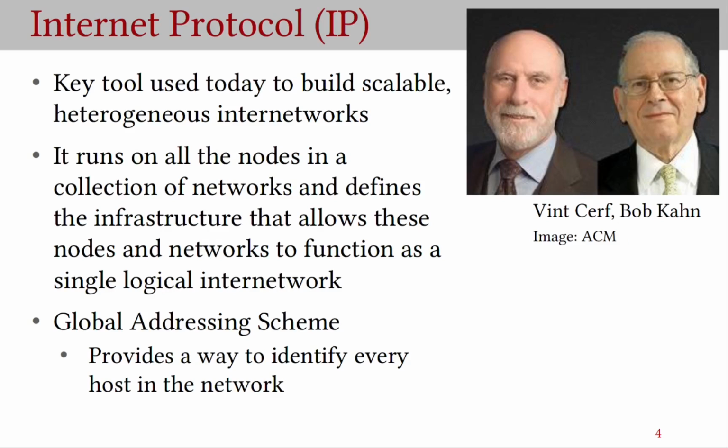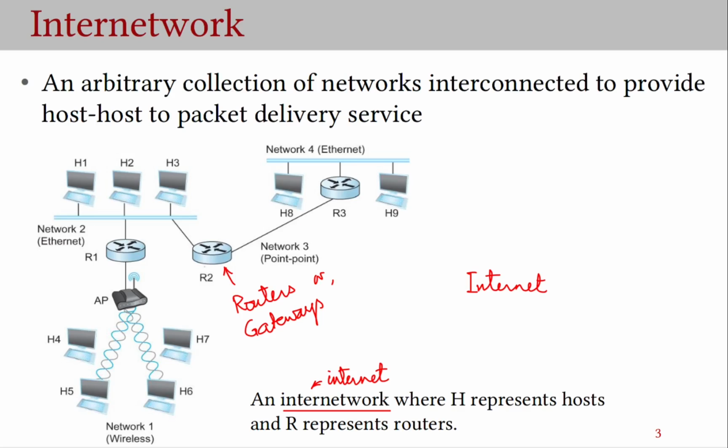As I said, IP runs on all the nodes in a collection of networks, and it's IP that defines the infrastructure that allows these nodes and networks to function as a single logical internetwork. IP also provides a global addressing scheme, which allows us to identify every node and host in a network. We are going to come back to addressing in a while, but before that we're going to discuss some other aspects of IP. So let's go back to the diagram that we just saw.